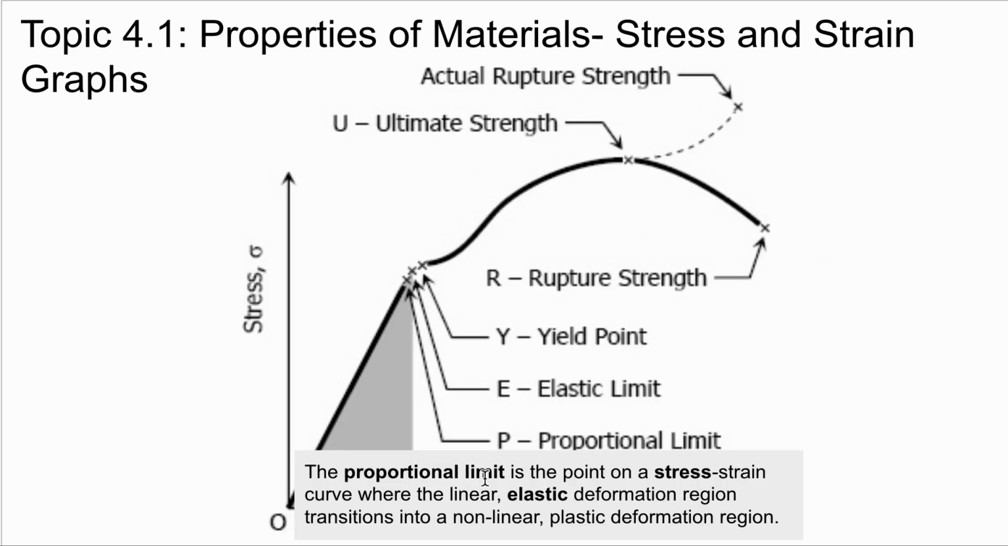The proportional limit is the point on the stress and strain curve where the linear elastic deformation region transitions into nonlinear plastic deformation region. So you'll see that this is a linear line. This is a line, right? And then it starts to become a curve. So the proportional limit is where this happens. Where does this line turn into a curve? And really what we're saying here is at this point, it's going to start changing from elastic to plastic deformation. And remember, the difference is elastic will return to its original shape. Plastic will not. It's going to permanently stay in that new shape.